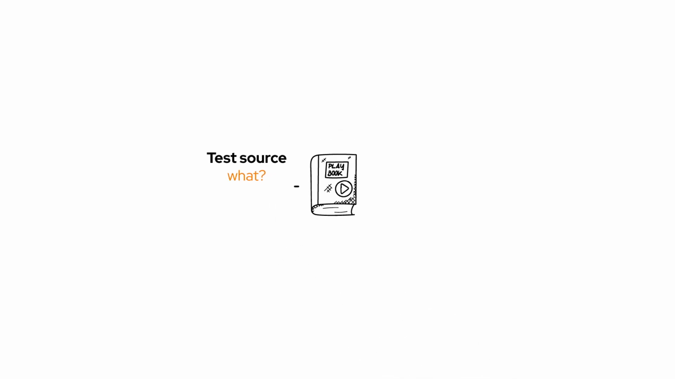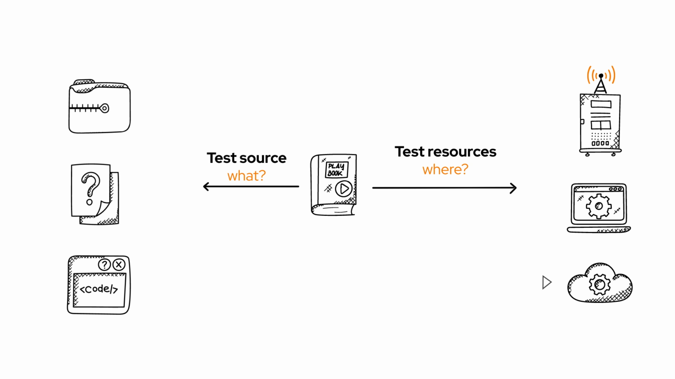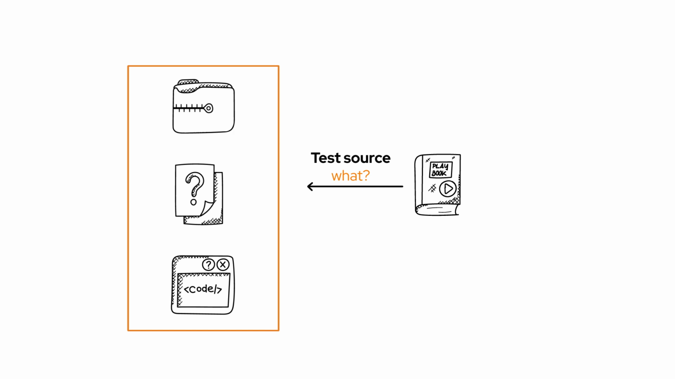As you already know, playbooks and execution tasks contain the information what to execute and where to execute it. The test source holds information on what you want to execute. And the test resource holds the information where this can be executed. This video only concentrates on how to specify the first of those parts.